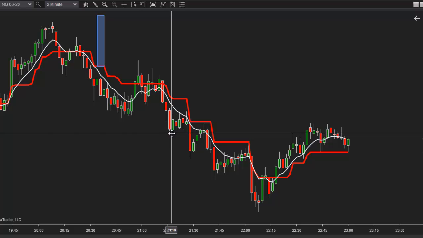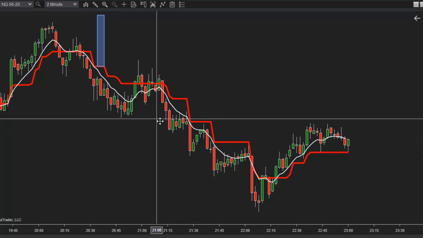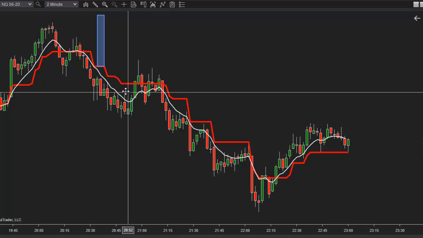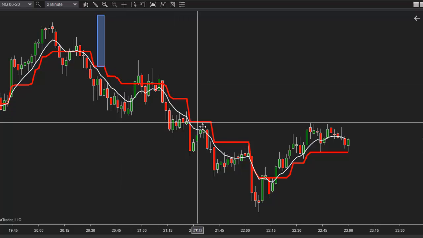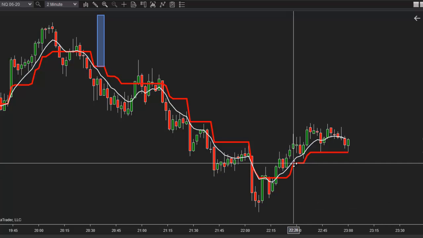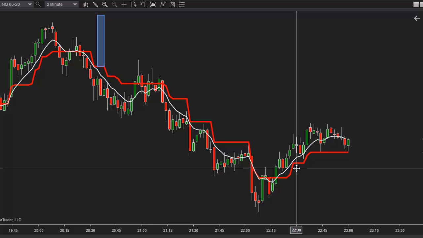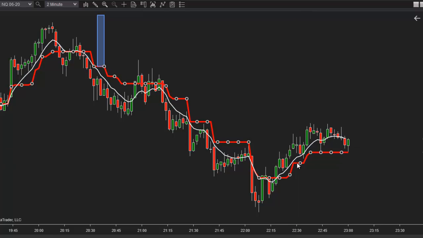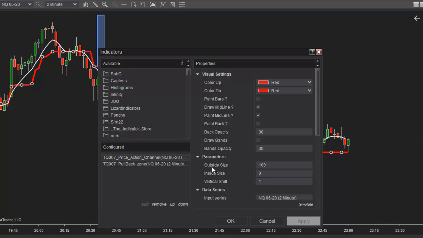Alright, same system, very easy here on the 2-minute chart. We're seeing steps down, market goes down, once it turned around we got the 8 above and the market start going long. This would be long over here. The settings are on the 2-minute chart, outside size 100, inside size 0, vertical shift 1, and that's for NQ. If it was CL, 1 would be 0.01 because of the pricing.